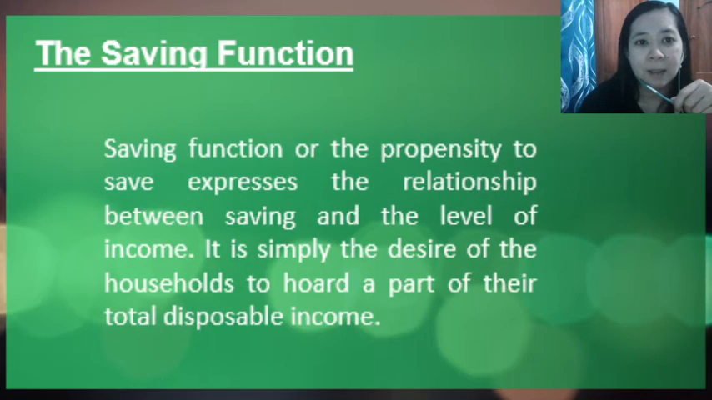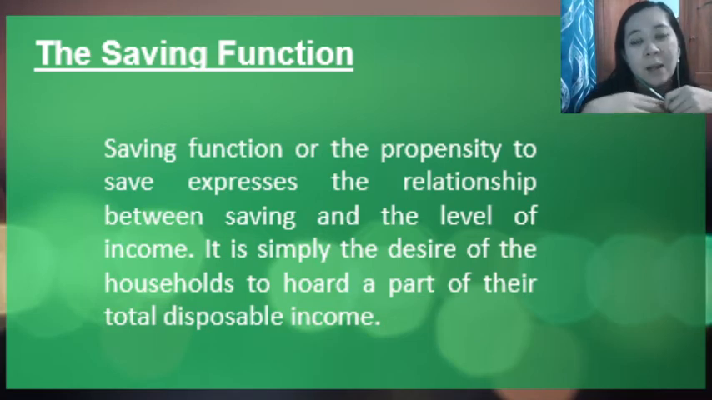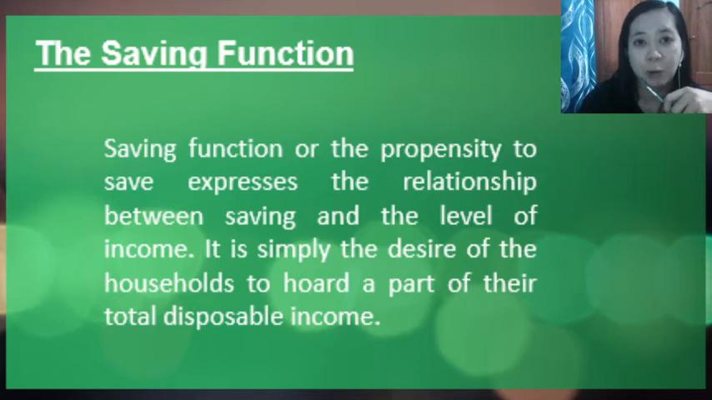So here, the saving function or the propensity to save expresses the relationship between the saving and the level of income. Of course, it is simply the desire of the household to hoard a part of their total disposable income. So this is what we were mentioning a while ago. It is based on the discretion of the household or the individual, whether they will allot a portion of their income for saving or they will spend it all for consumption.